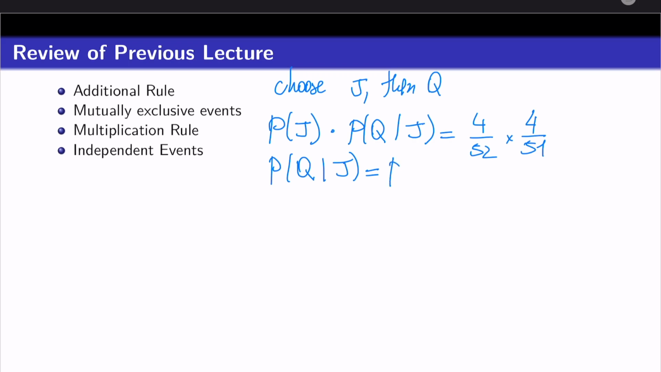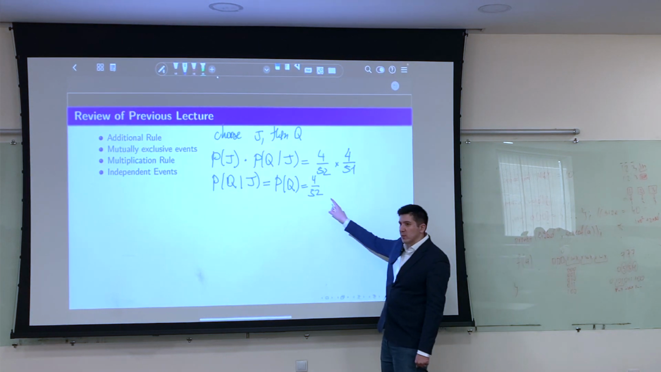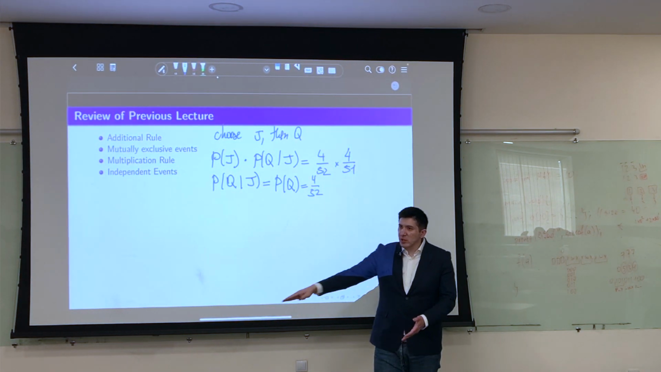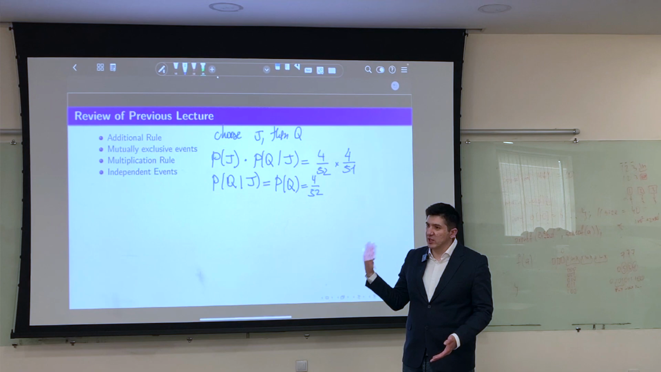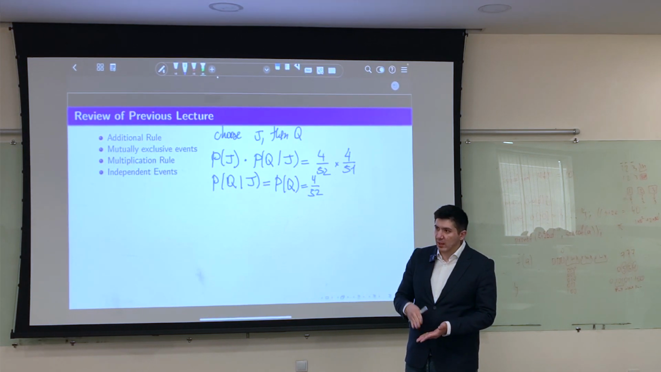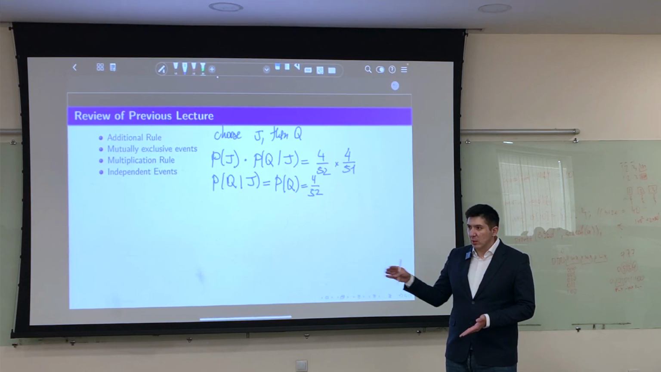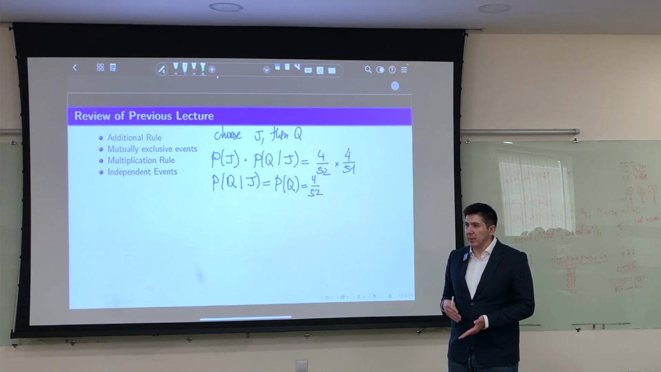It is the same as choosing the queen, right? It is going to be 4 over 52. Do you understand this? So this is the second case, another experiment. It is an experiment where you choose a card, and the first card should be a jack. After, you're going to put this card back into the deck, and then you're going to choose the second card. So what is the probability that the second card is going to be the queen?